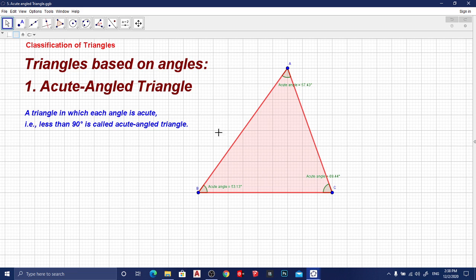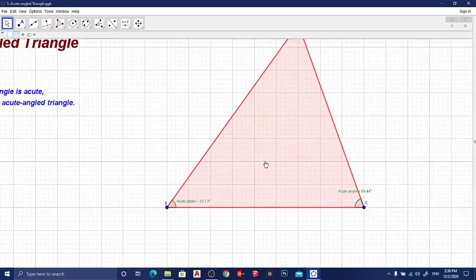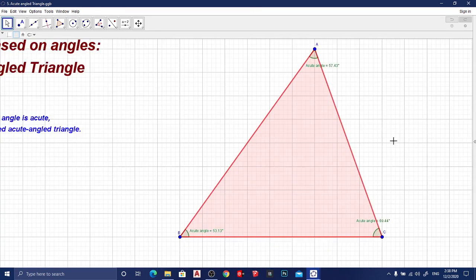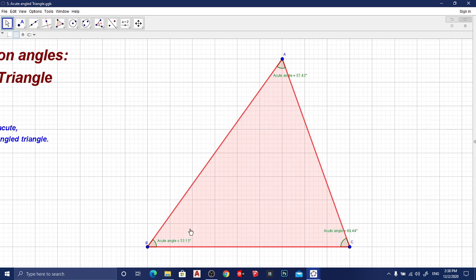So a triangle in which each angle is an acute angle. Acute angle means what? The angle which is less than 90 degrees. The angle which is less than 90 degrees is called an acute angle. So these are all acute angles only here.